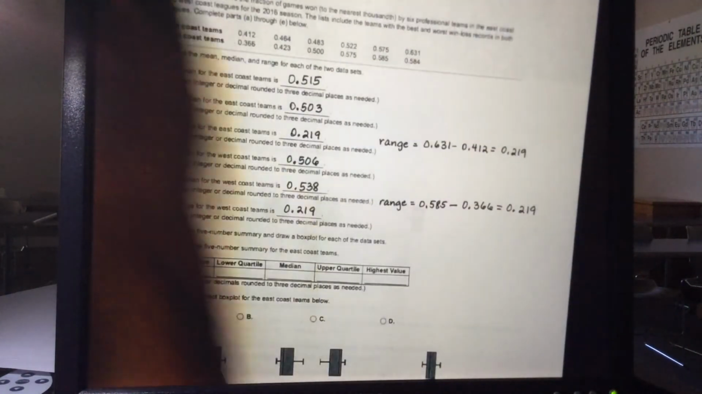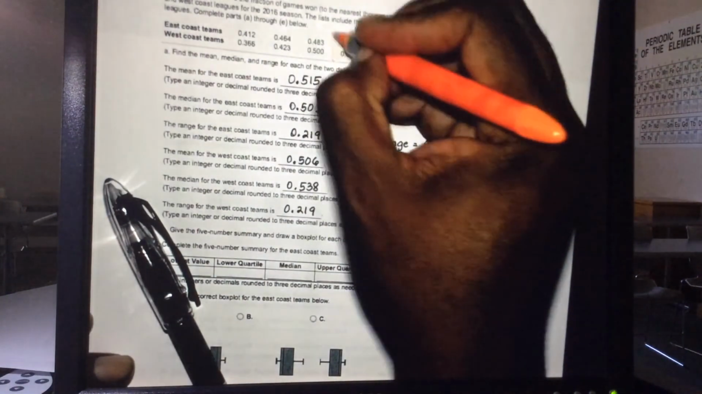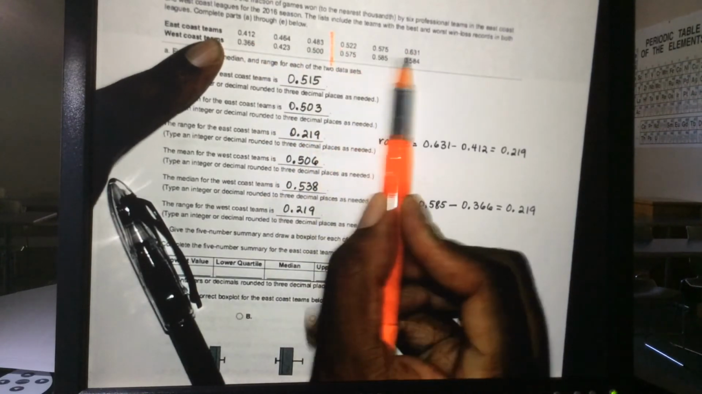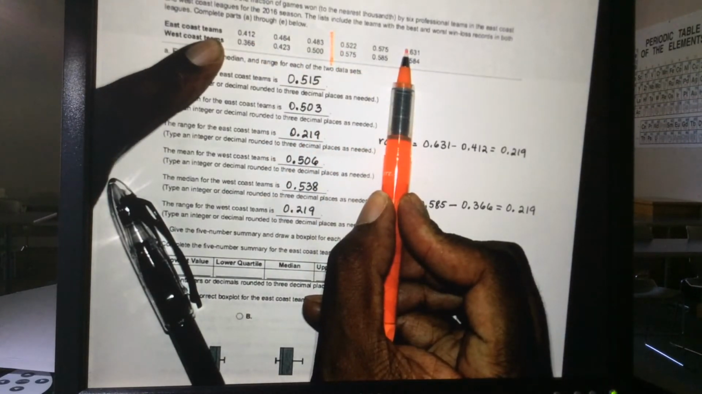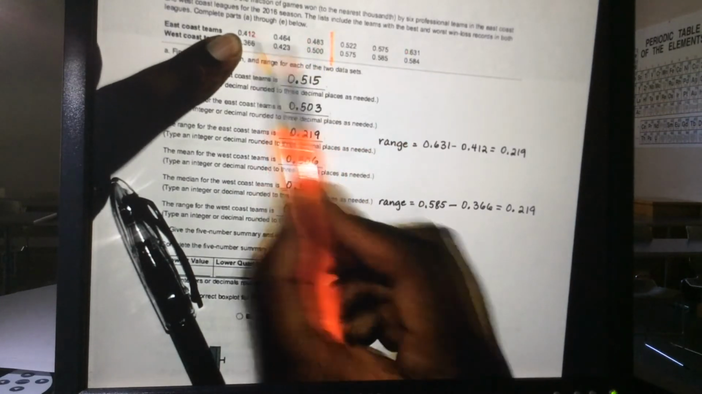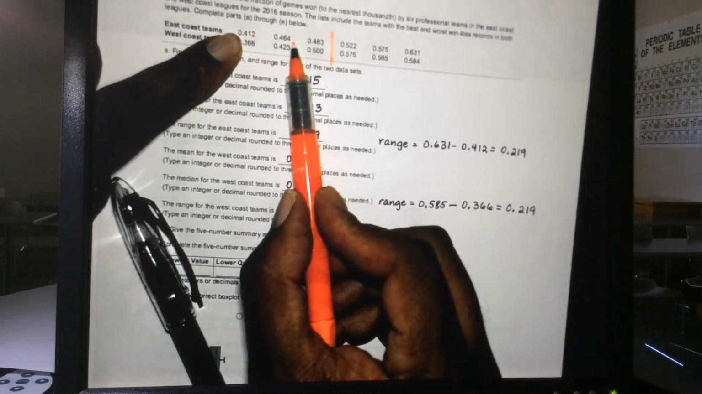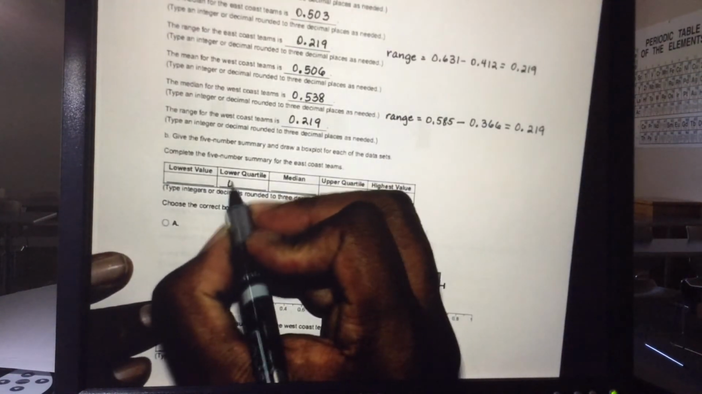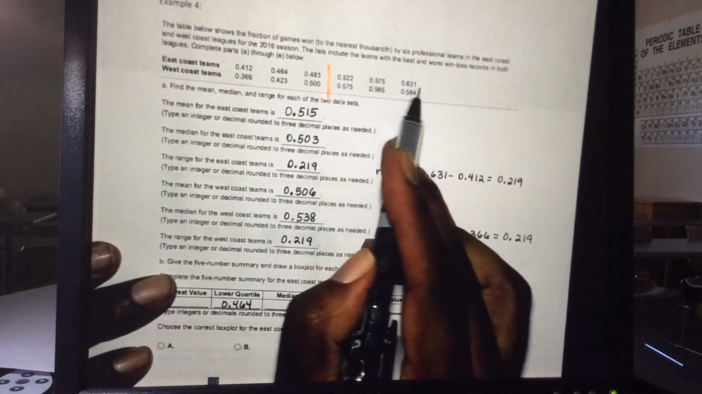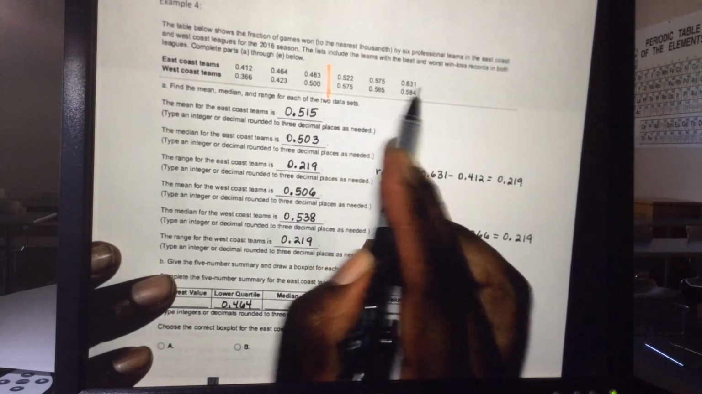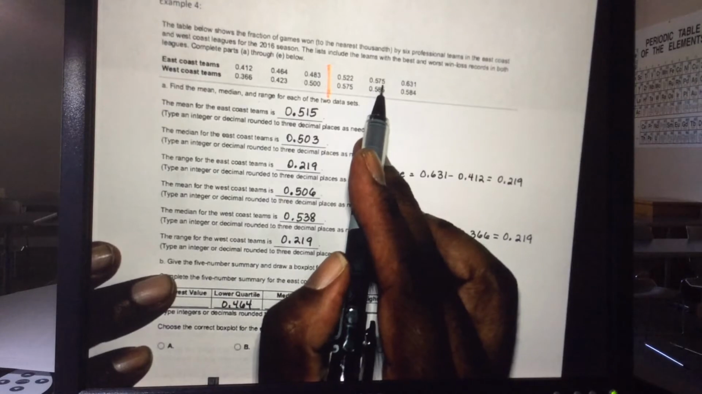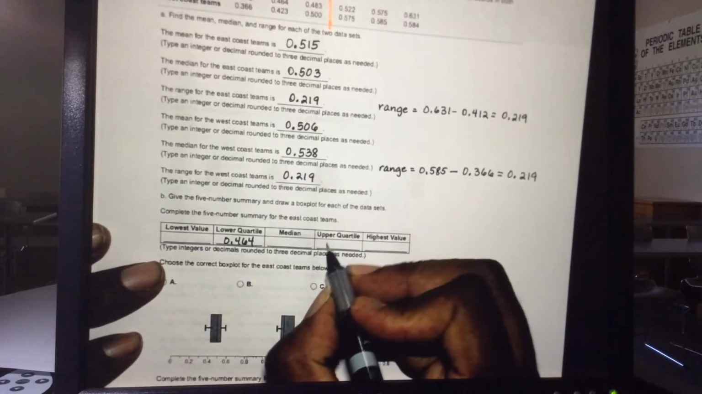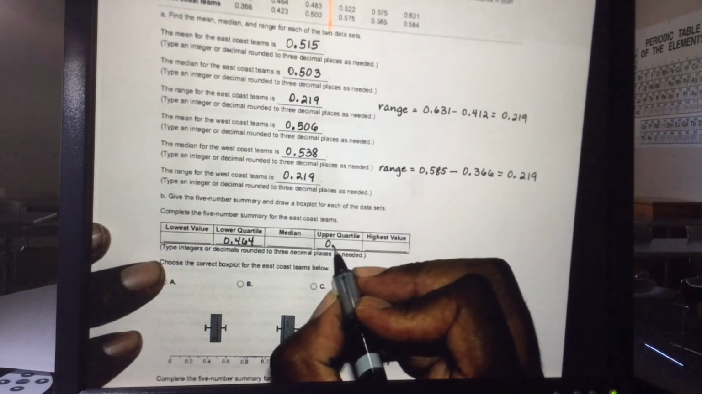So I know where my median is. It's going to be here. These numbers on the bottom are the lower end. These numbers on the right will be the upper end. I need the midpoint of the lower end of this data set. That's going to be that 0.464. That's the lower quartile. And then going back here for the upper quartile, I need the midpoint there. That's going to be 0.575. Okay? And for the East Coast teams, it's already in numerical order from least to greatest.